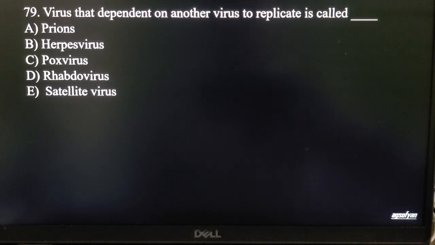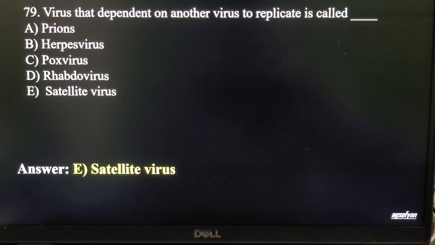79. A virus that is dependent on another virus to replicate is called prion, herpes viruses, pox virus, rhabdovirus, or satellite virus. Choose your answer. It should be satellite viruses. So a satellite virus is a virus that cannot replicate without another virus present. Okay.